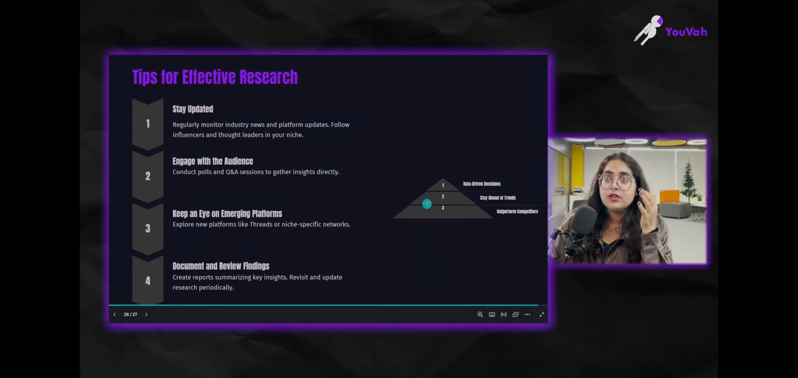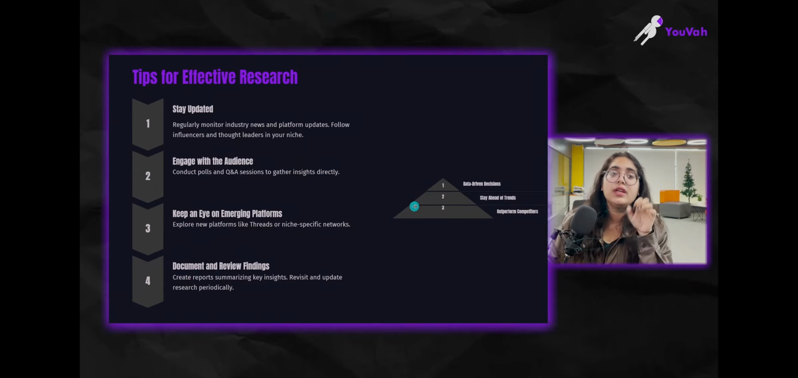Document and review your findings. Whatever you find relevant to your business, just review it and keep it in your list, because you never know when it's going to be very resourceful to you, right? Lastly, there are three rules you should abide by. First, always take a data-driven decision. Don't take decisions in haste. Second, stay ahead of trends. Whenever you see a trend coming up, make sure you hop onto it, because once you go back to it, it doesn't work that way, right?